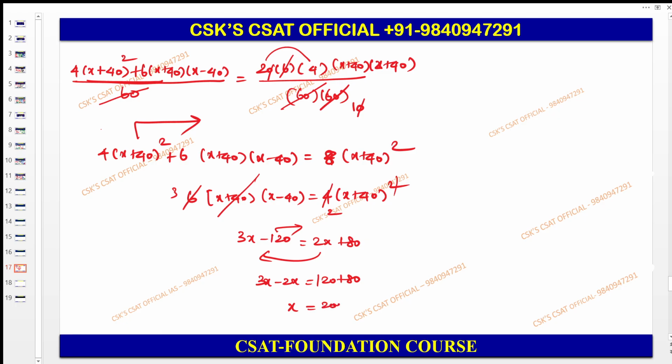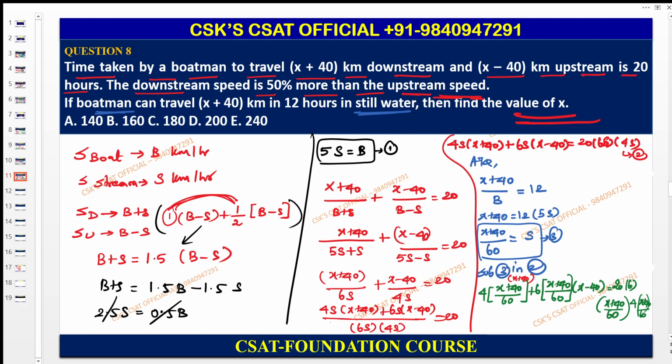Without cancelling this way, you can go with it in this format: 4 into (x plus 40) the whole square plus 6 into (x plus 40) into (x minus 40), which is equal to 4, 2 4s are 8, right, 8 into (x plus 40) the whole square. Now bring this towards the RHS.